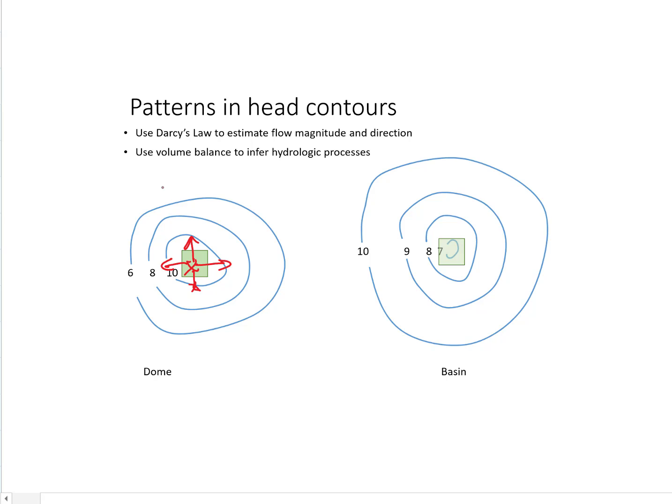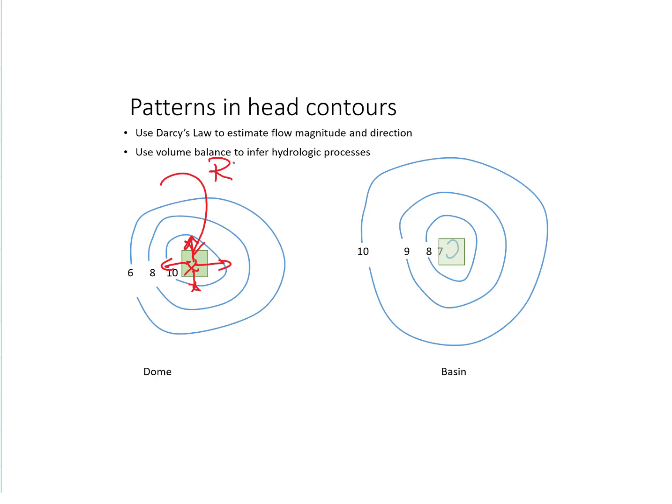And that indicates that there must be some flow in from the top or the bottom. And so this kind of closed contour that forms a dome, we infer to be a recharge zone, or perhaps a zone where there's some injection into the aquifer in the form of a well, perhaps.